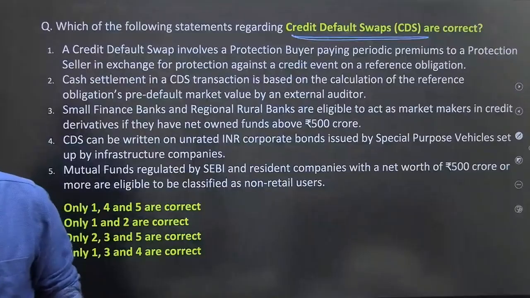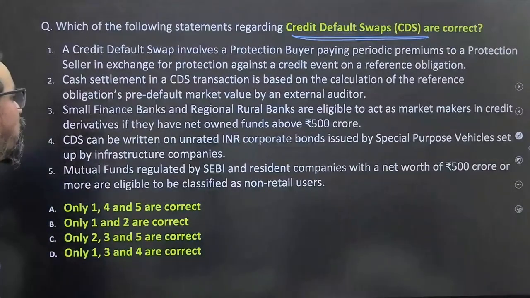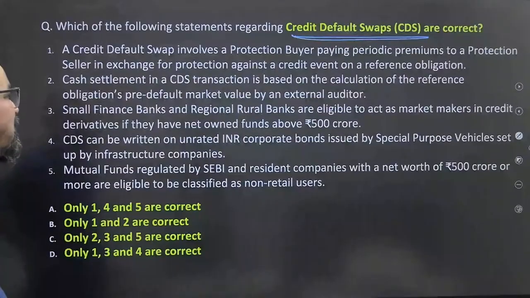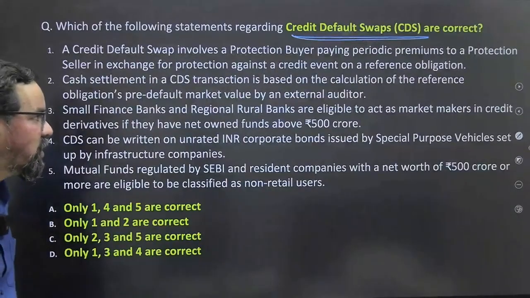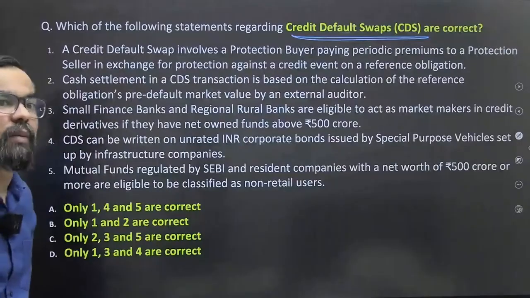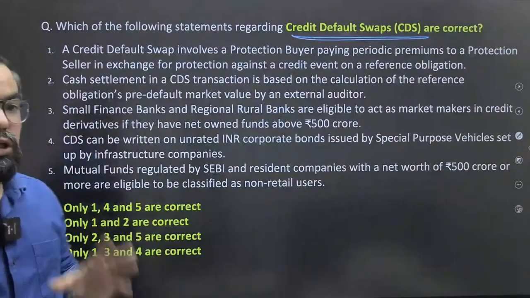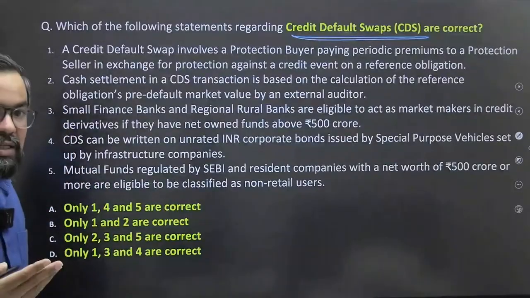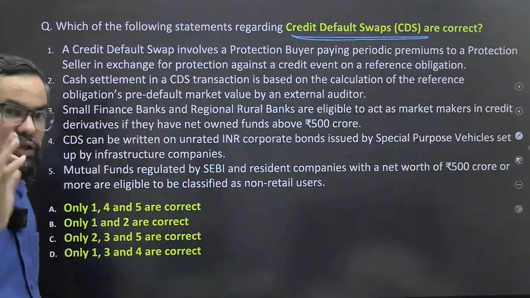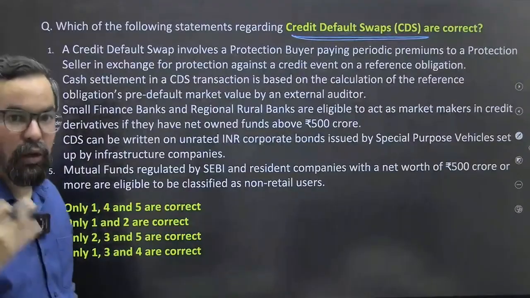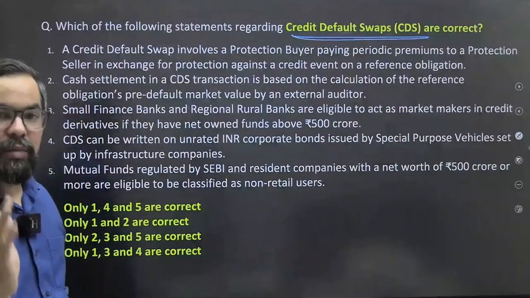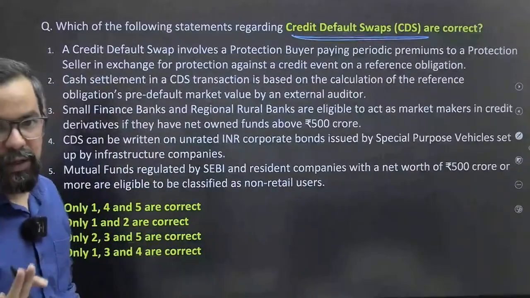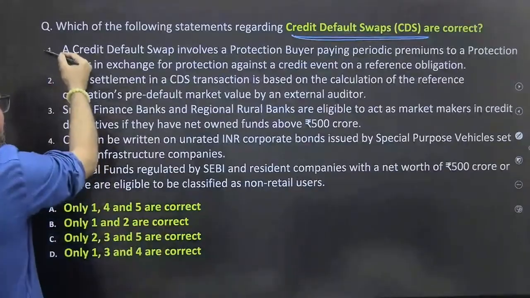So a credit default swap involves a protection buyer paying a periodic premium to a protection seller in exchange for protection against a credit event on a reference obligation. Let's say we have given a loan to some customers. The swap works like insurance on that loan, and the protection seller is some other financial institution or insurance company, to whom we pay a regular premium. They are making a commitment or there is an agreement that if that buyer defaults, they'll pay the remaining or outstanding balance. So statement one is correct.